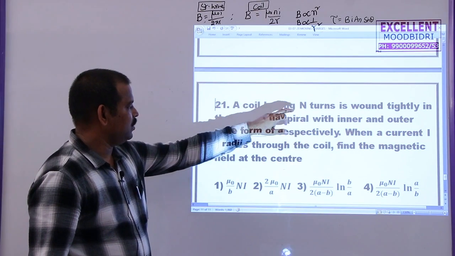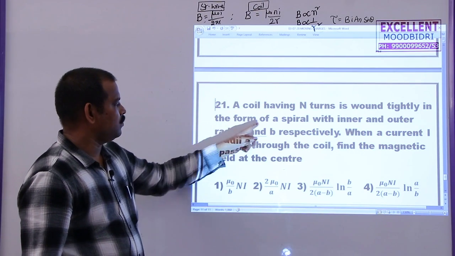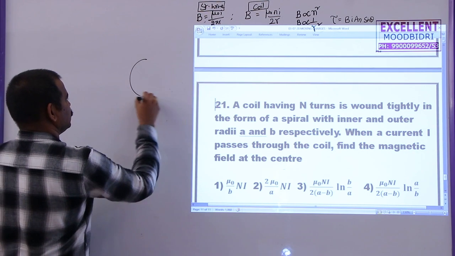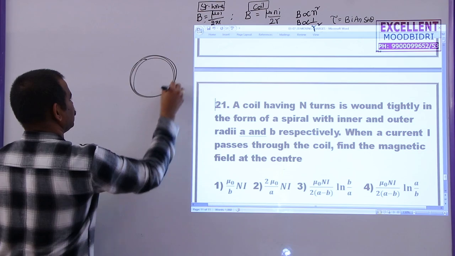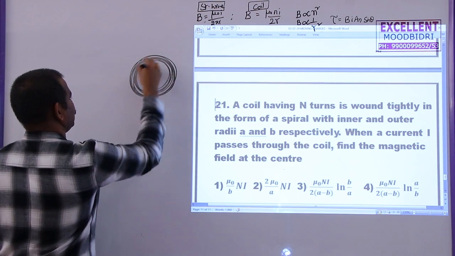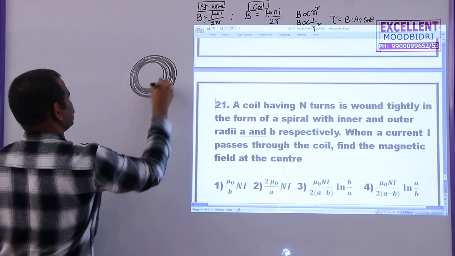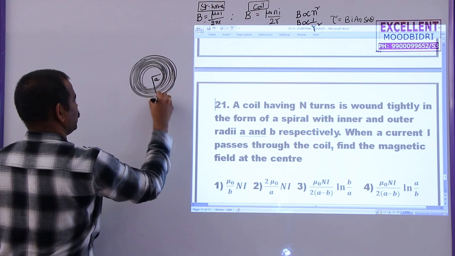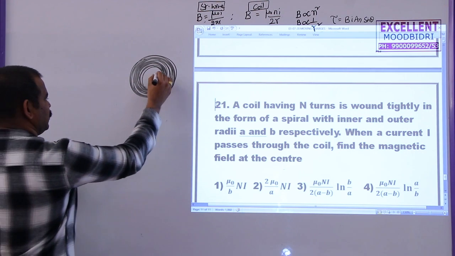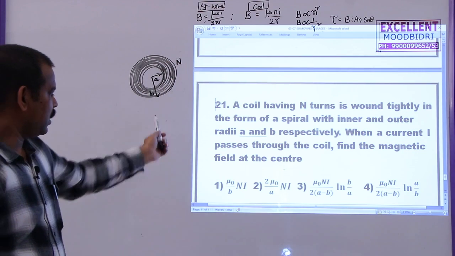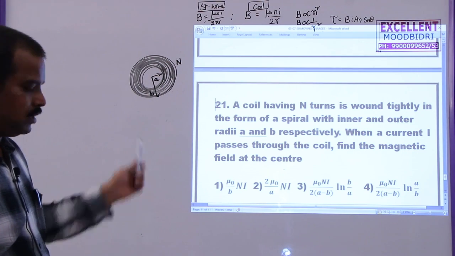21. A coil having N turns is wound tightly in the form of a spiral with inner and outer radii A and B. So this is a spiral and it is wound like this such that the inner radius is A, the outer radius is B, with the total number of turns in this one being N. When the current I passes through the coil, find the magnetic field at the center.